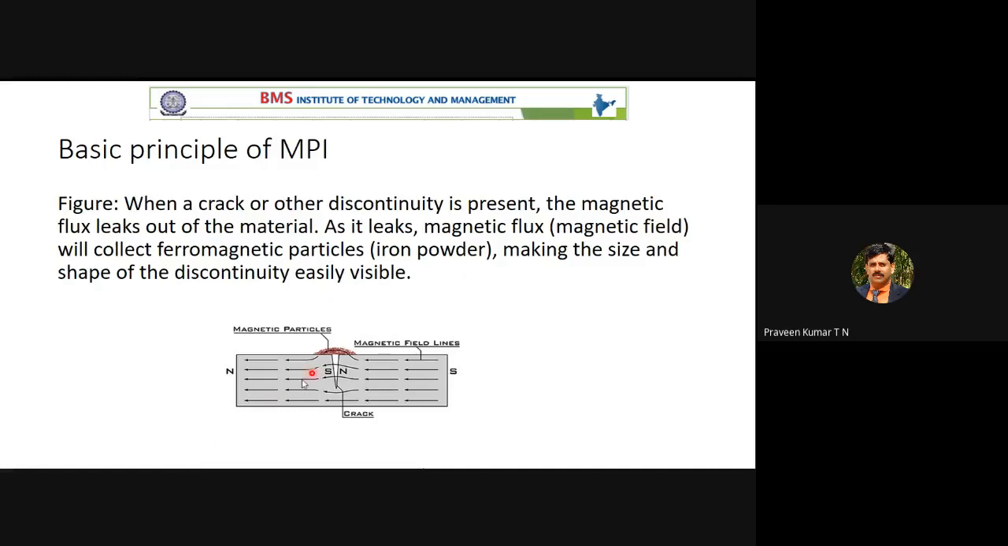Now you can see here, there is a crack. I have already explained the principle. This is a crack, so all your magnetic lines of force are moving parallel in a straight line. Whenever they come very close to the crack, they will take a different path. Instead of taking a straight path, they slightly deviate from the straight line.